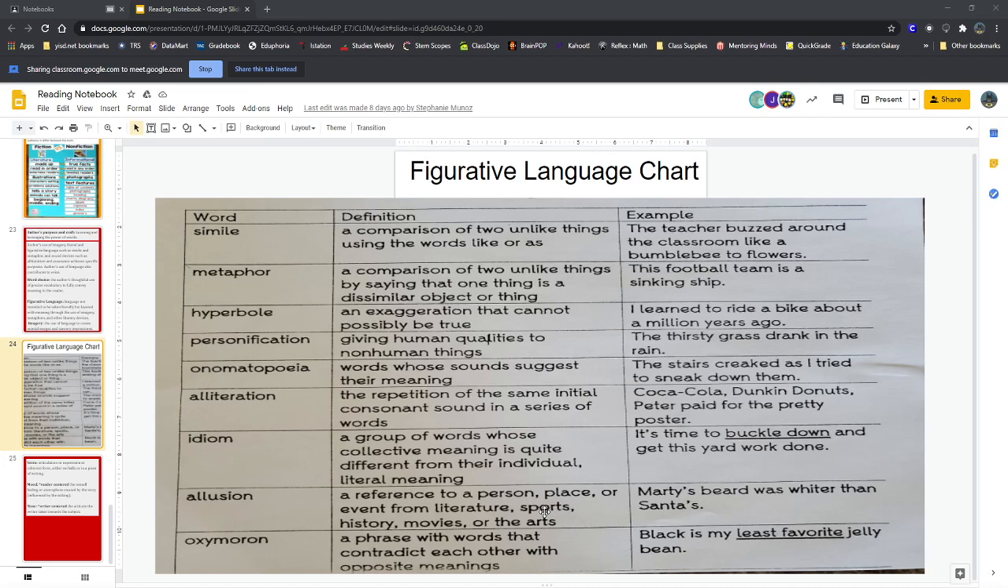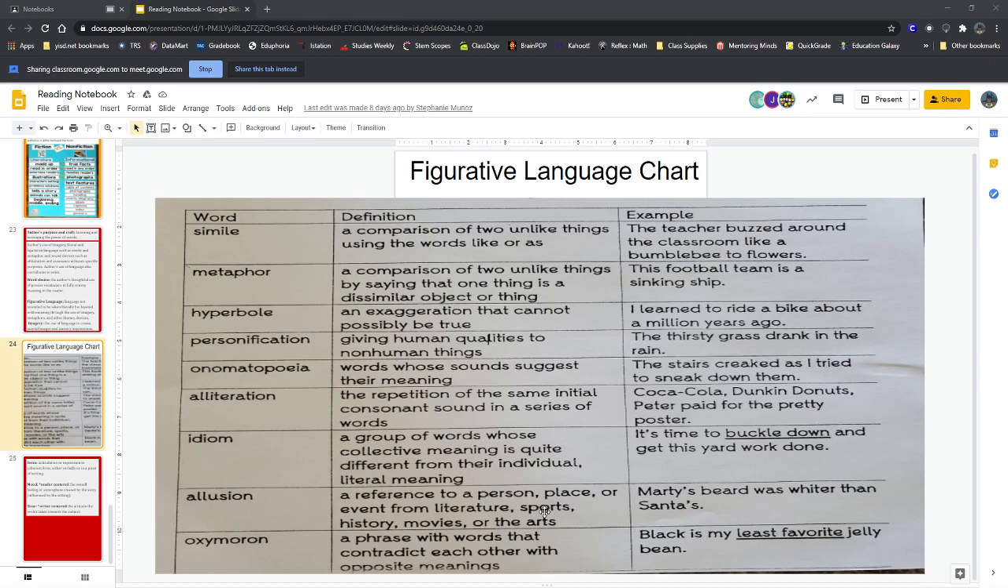So if you said Marty's beard was wider than Santa's, but you don't know who Santa is, you'd go, what are you talking about? Does Santa have a beard? So if you make an allusion, you have to make sure that it's an allusion to something that everybody knows.